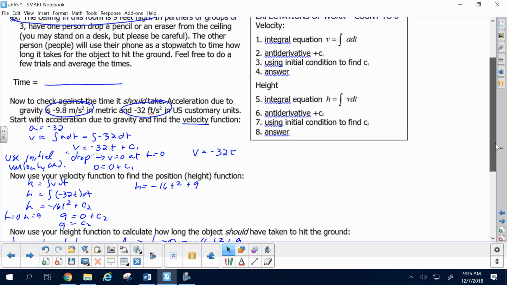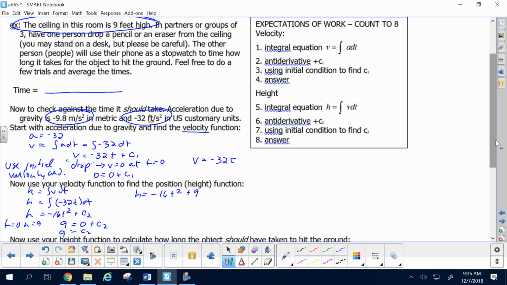Now, notice in the work, in essence, I expect you to show 8 things as you go from acceleration all the way down to height. I need you to show me the calculus relationship of velocity to acceleration. I need you to show me what the antiderivative is. I need you to show me what initial condition you're using to find the constant, and then you're showing me the velocity. You're reporting this is my velocity equation. Then you do that same thing for height. Show the integral relationship. Find the antiderivative. Use the initial condition, find the height.